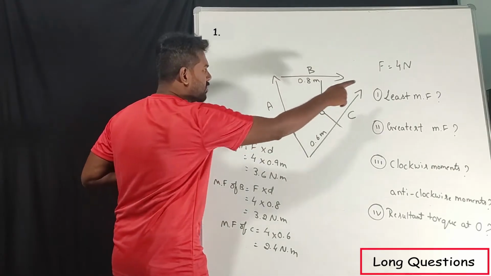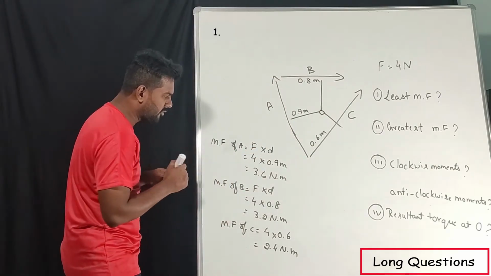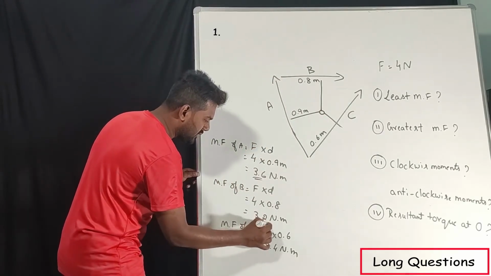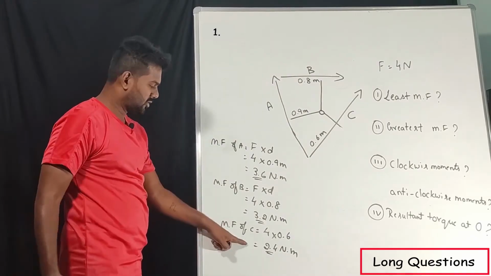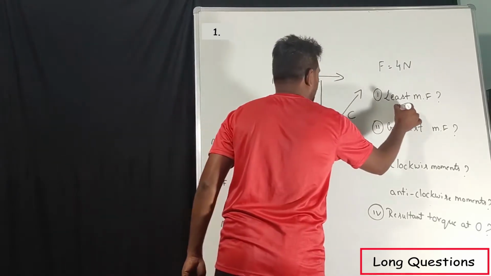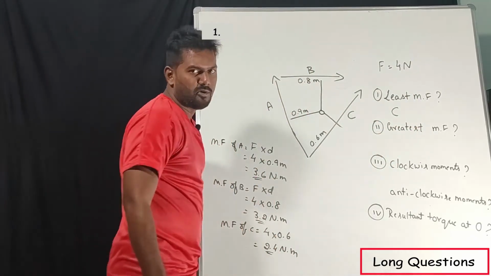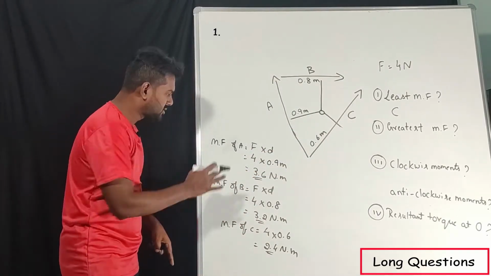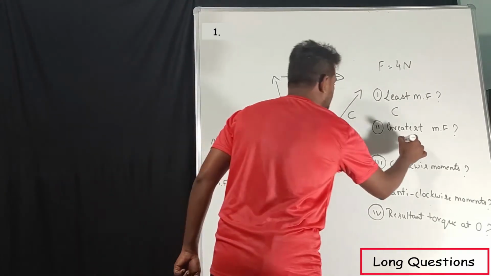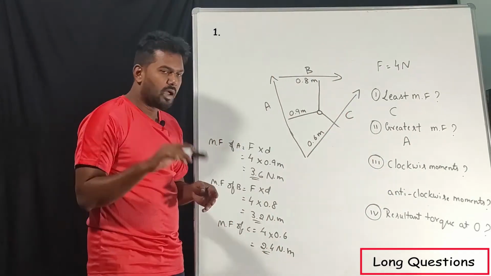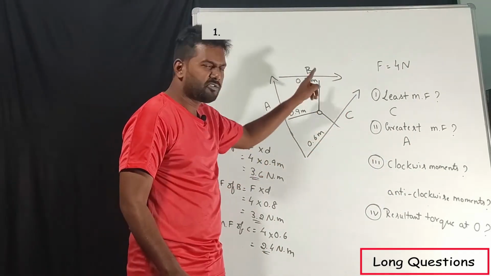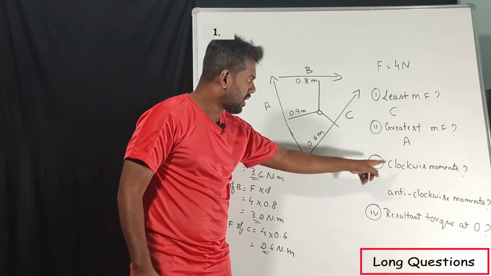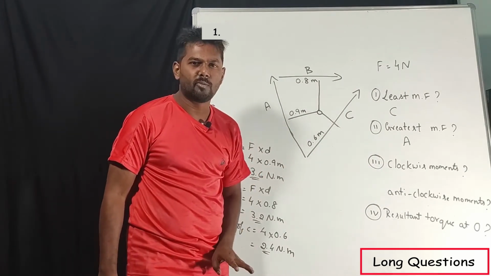Listen, least moment of force. Which has the least moment of force? It is 3.6, 3.2, 2.4. So C has the least moment of force. Next, greater moment of force. Which has the greater moment of force? A, correct? A has the greater moment of force. Now the third question: which of the forces will produce clockwise moments and anti-clockwise moments?